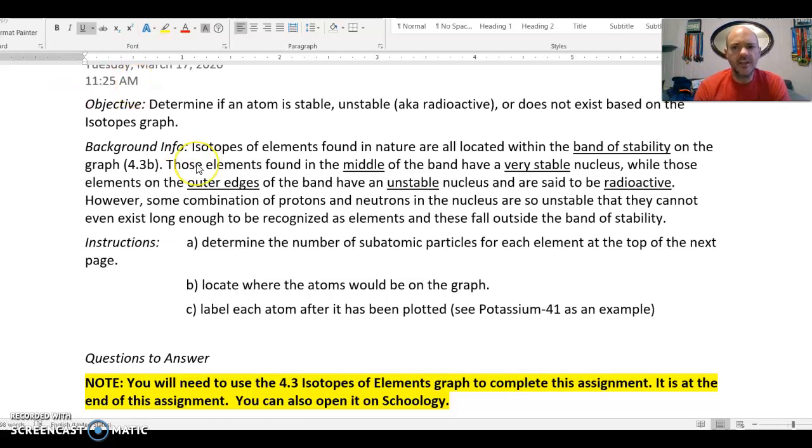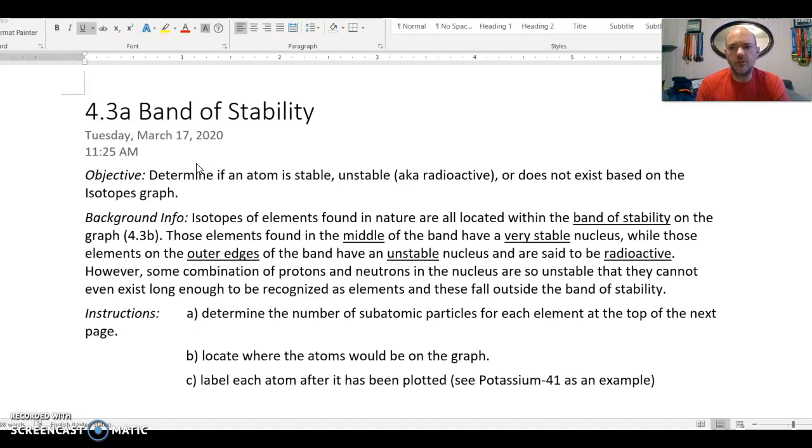We're going to take a look at the Band of Stability worksheet now, work through some stuff, talk about it a little bit, and hopefully set you up for good success on it. What we're talking about in this worksheet is whether an atom is stable or unstable, which means radioactive. We've talked about stability and instability before when we did the build an atom simulation. You could build the atom and click the stable or unstable box, and you saw as you added different amounts of protons and neutrons that the atom would either be stable or unstable.